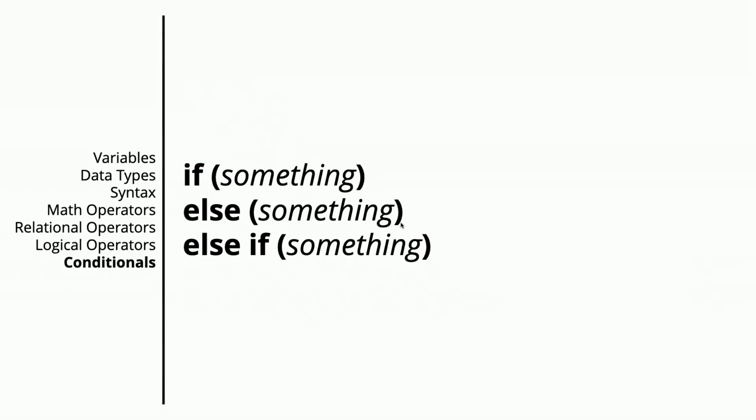The last one is going to be conditionals, right? So conditional is basically just checking if something is true based on the logical operators we just learned about, and then doing something based on it being true, or not doing something based on if it's false.